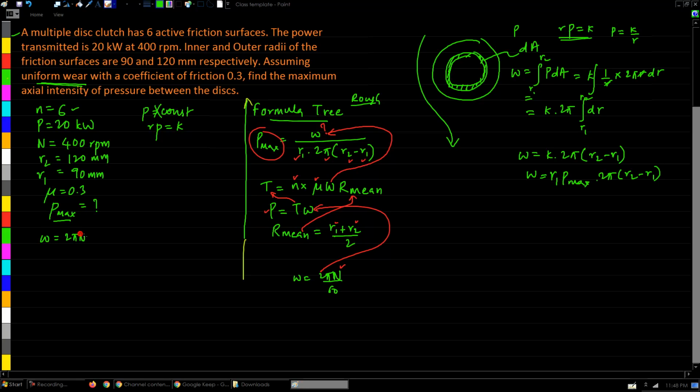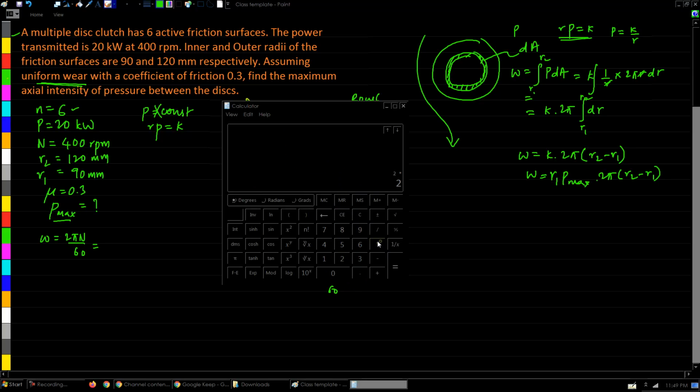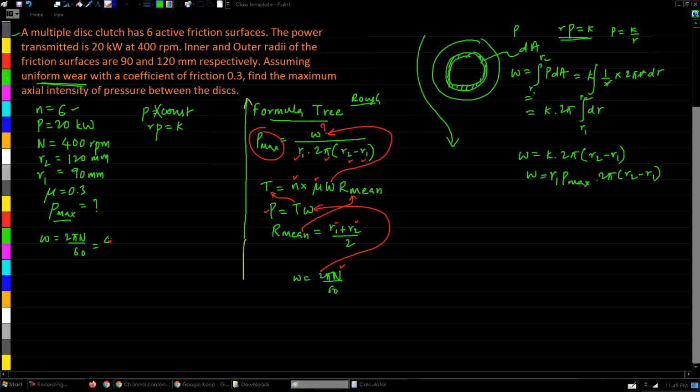Omega is 2 pi n by 60. So 2 into pi into n value, which is 400, by 60. So we get 41.89. So this is the value of omega.